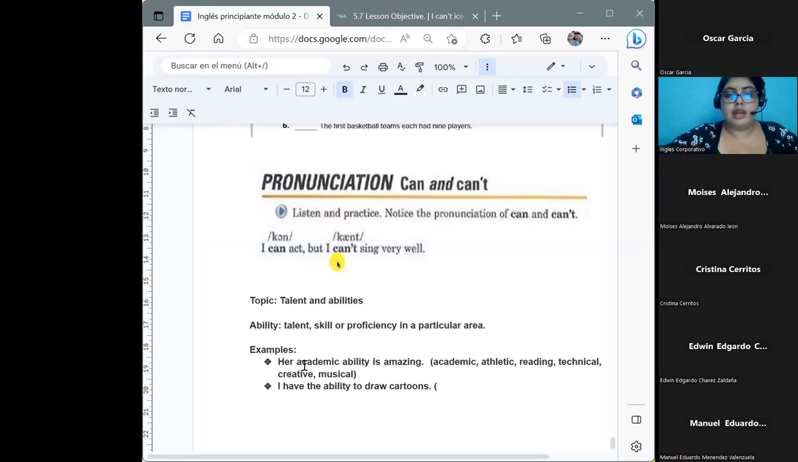That is another ability that we can have. And in these ones is to have or possess. Tener la habilidad o poseer la habilidad en este caso.